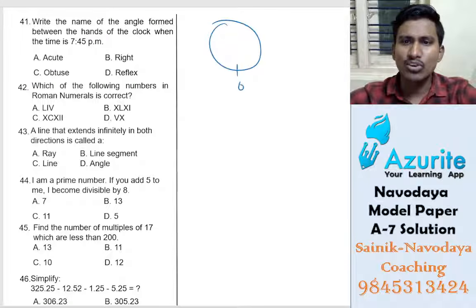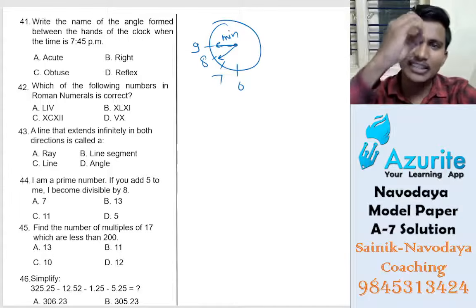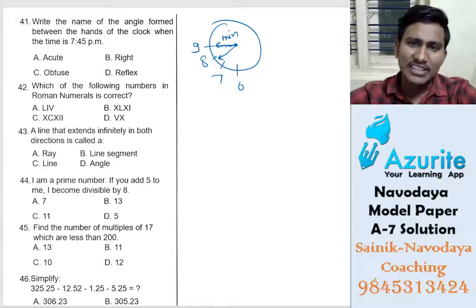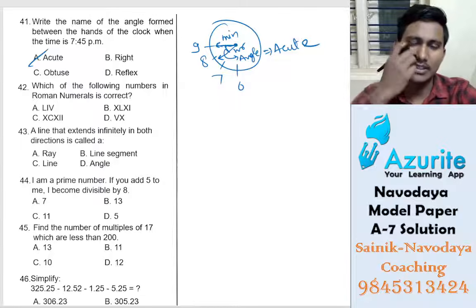So here 6 o'clock, 7 o'clock and 8 o'clock, then 9 o'clock. So 7:45 means 45 minutes means the minute hand will be at 9 o'clock. And the hour hand will be after 7, nearly near 8. So what is this angle? This is the hour hand. This angle is acute, smaller than 90, so that is the acute angle formation, right?